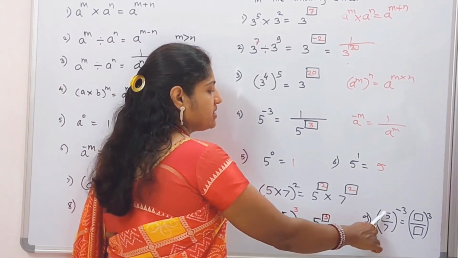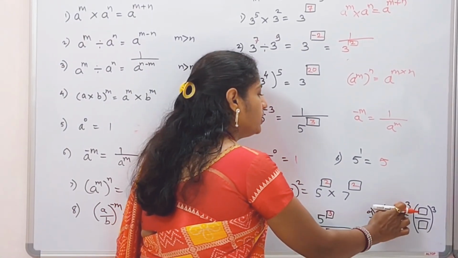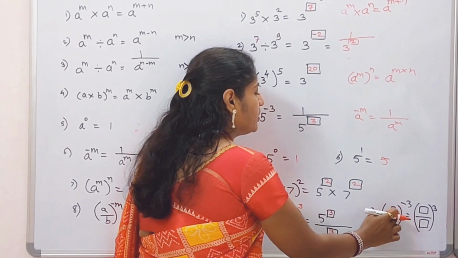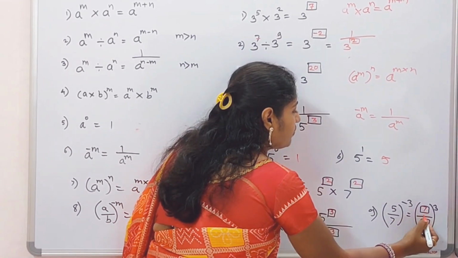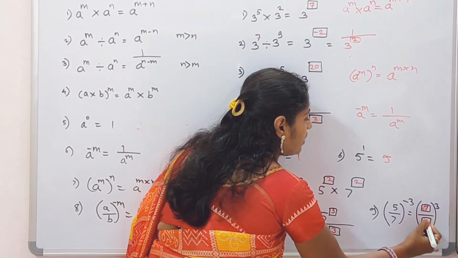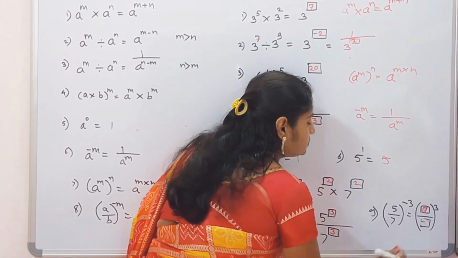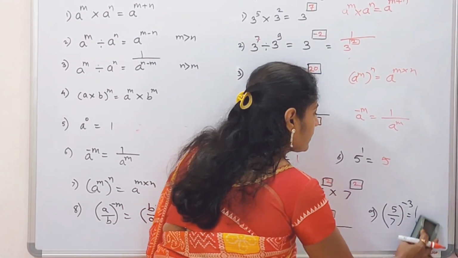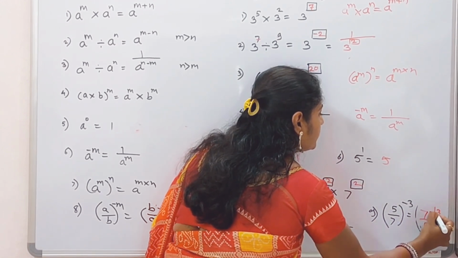Ninth example is 5 upon 7 raised to minus 3. We want to change this to a positive index, so we take the reciprocal of this number, 7 upon 5. Answer is 7 upon 5 raised to 3.